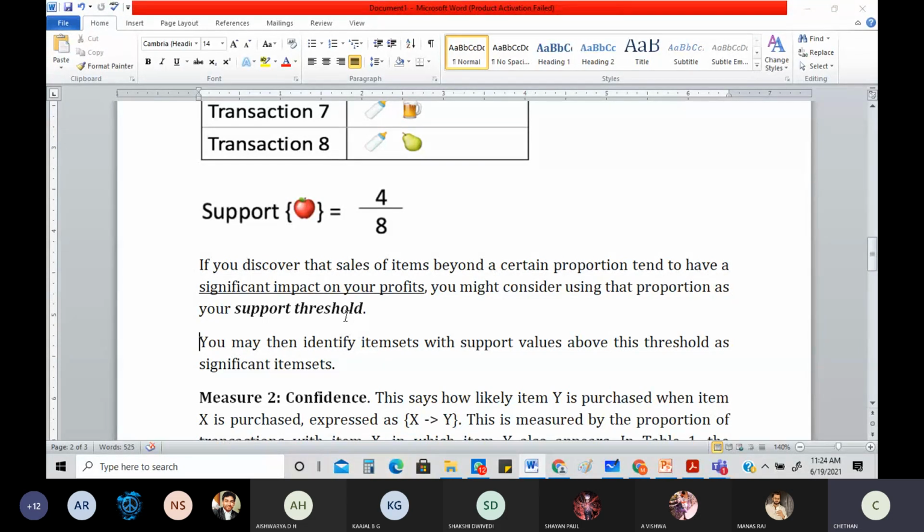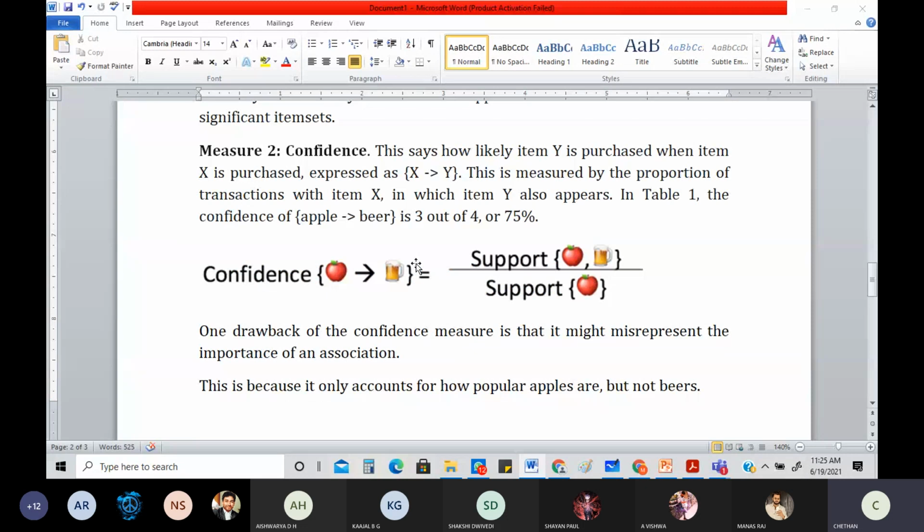Now the next thing you look into is what is known as confidence. So the first measure that you learned is, sorry, support. The other one that you're looking for is known as confidence. What does confidence mean? It says how likely an item Y is purchased when an item X is purchased, which basically means if you are buying X, are you buying Y as well?